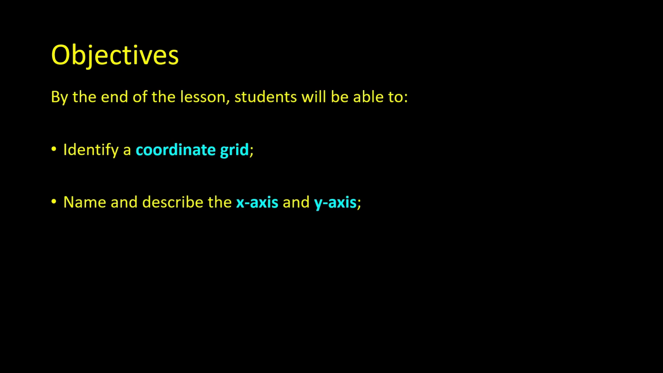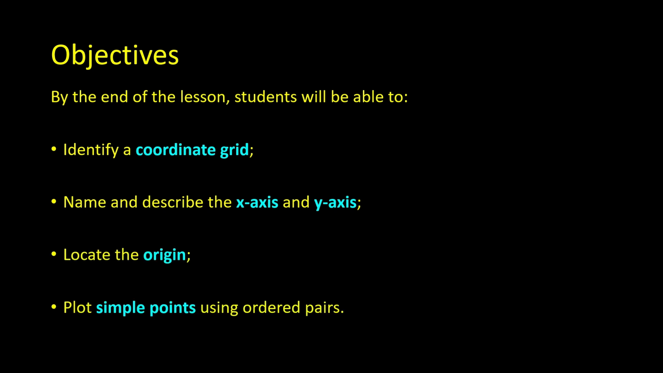By the end of this lesson, you should be able to identify a coordinate grid, name the x-axis and the y-axis, locate the origin, and plot simple points using ordered pairs. This lesson is very important because it is the foundation for drawing graphs and straight lines later. But first, let's begin with a review of the number line.